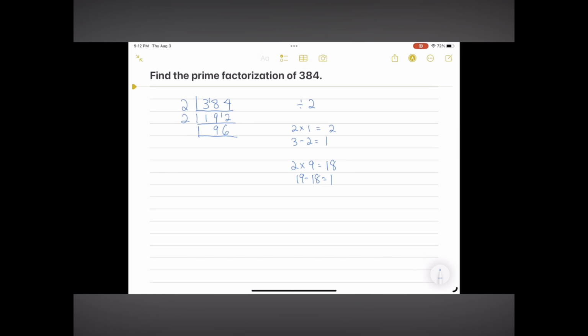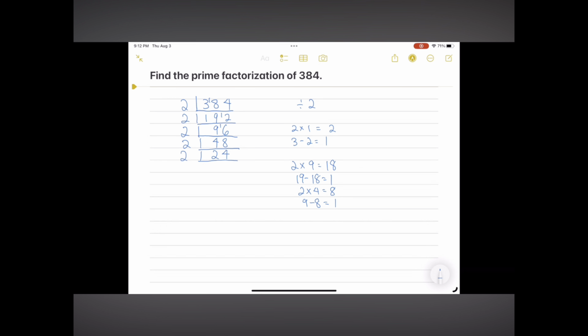96 is also even. We divide by 2. 2 goes into 9 4 times. 2 times 4 is 8. 9 minus 8 is 1, so we carry the 1 in front of 6 to make it 16. Now 2 goes into 16 8 times. 48 is also even. We divide by 2. 2 goes into 4 2 times, and 2 goes into 8 4 times.